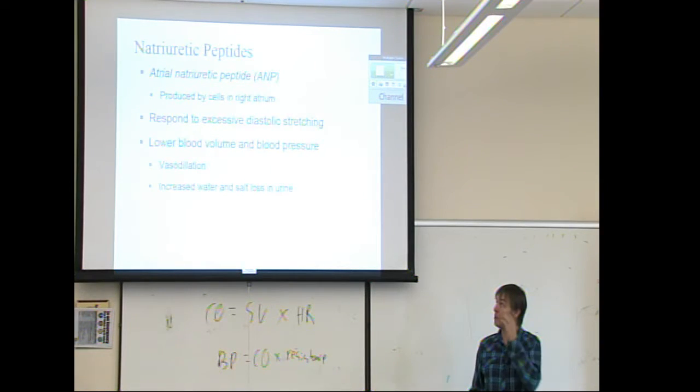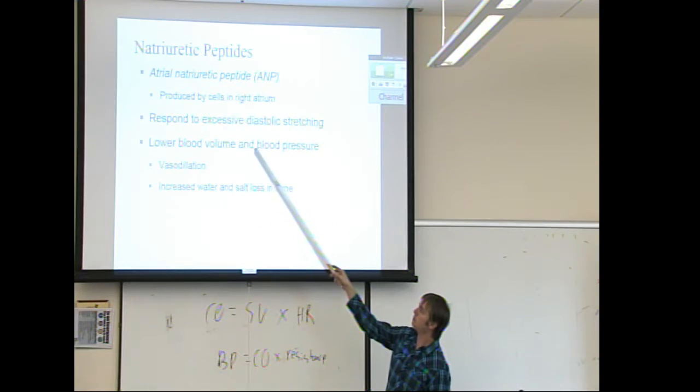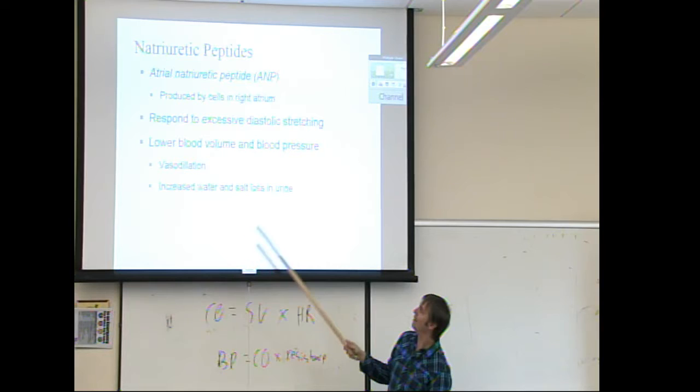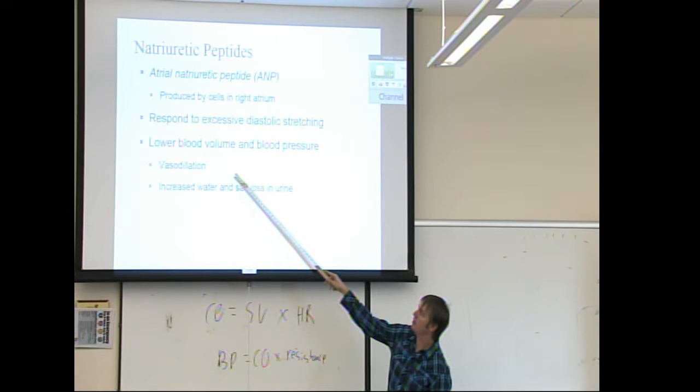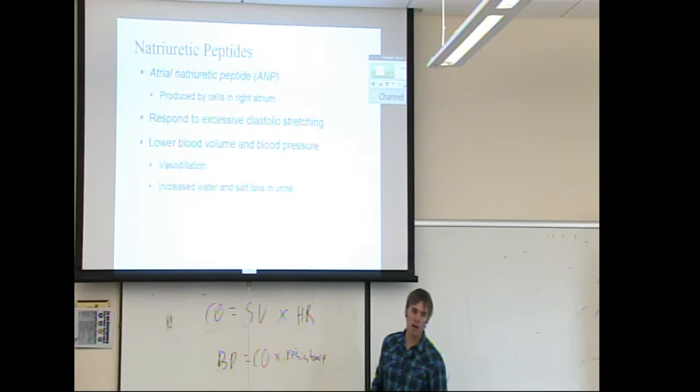And then the main hormone involved, if you have high blood pressure, is made at the right atrium. And if it gets stretched from there being high blood pressure, it causes vasodilation and more water to be excreted in the urine. So those two things also decrease your blood pressure.